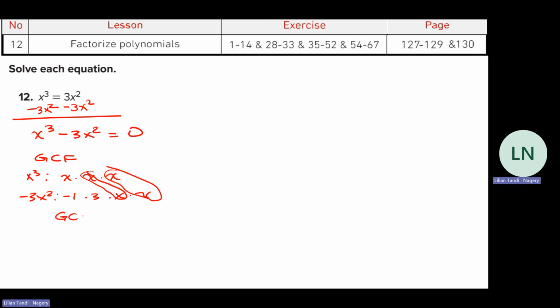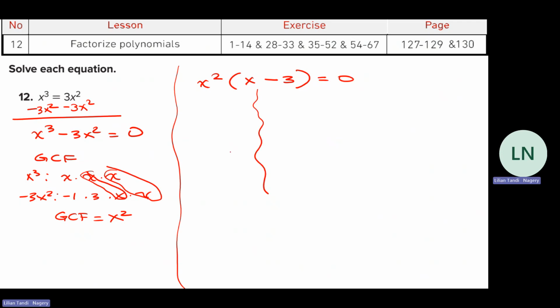Your greatest common factor is x squared. Okay. All right. What does that give you? x squared, x minus 3 equals 0. So I'm going to divide this into 2.